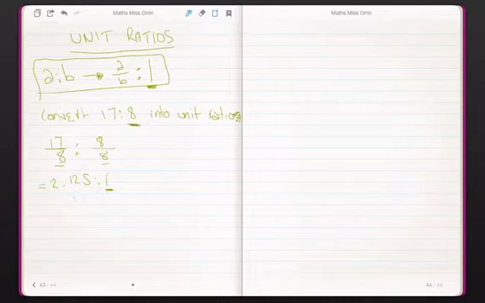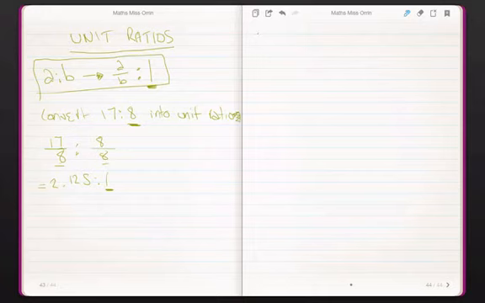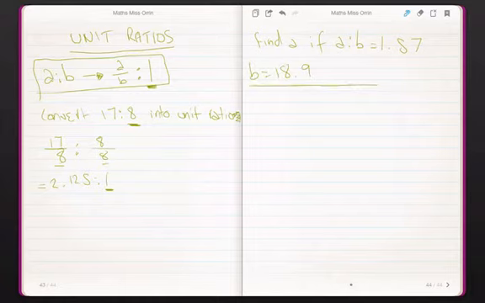Now let's have another go at something that looks slightly trickier. So let's say find A if A to B equals 1.57 to 1. We're also being told that B is 18.9. So that's our question. Let's now try and figure it out.